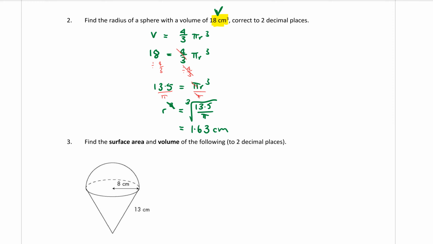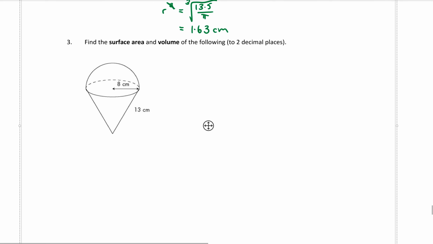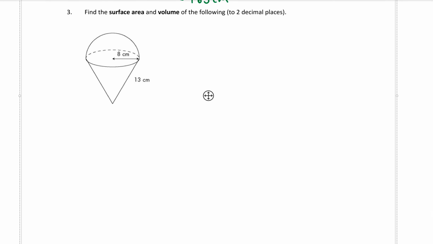One more. Surface area question. I want to find, actually, surface area and volume of that shape, which is a combination of a cone and half of a sphere, which we call a hemisphere, right? So let's start with the surface area. Let's adjust our formulas.